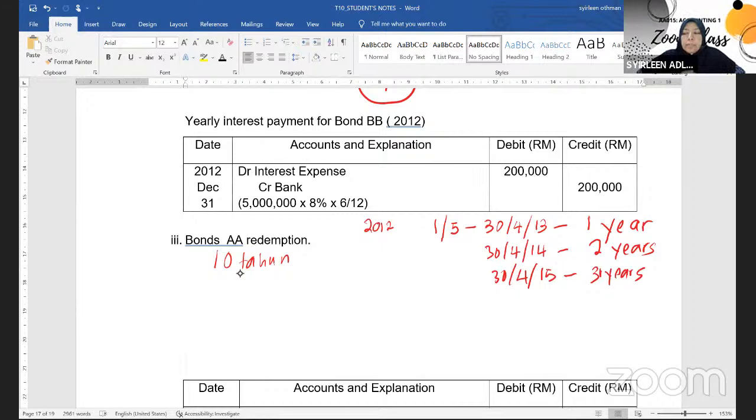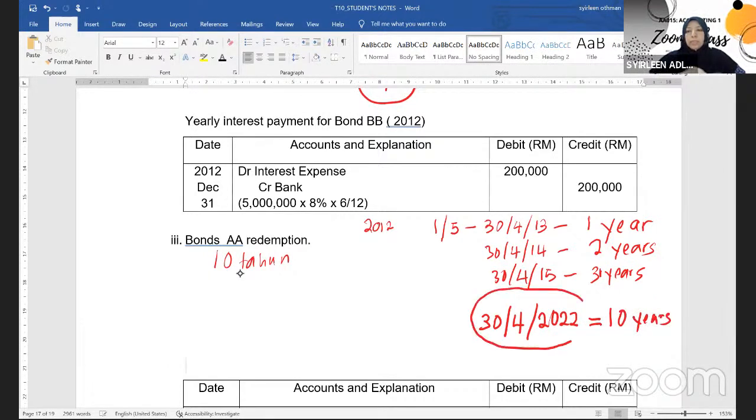So you have 13, 14, 15, 16, 17, 18, 19, 20, 21, 22. So it means on the 30th of April 2022 we will reach 10 years. So this will be your maturity date.